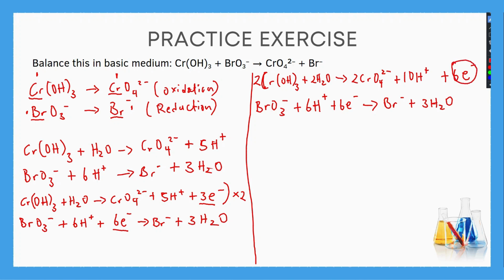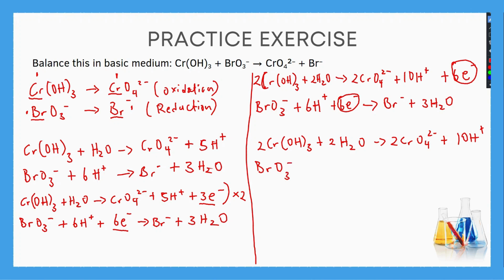6 electrons here cancels out 6 electrons here. So what we are left with at this point now becomes 2 Cr(OH)3 plus 2H2O, giving us 2 CrO4 2- plus 10H+. And then the other equation becomes BrO3- plus 6H+, giving us Br- plus 3H2O. I'm sure you're understanding how we're getting this.